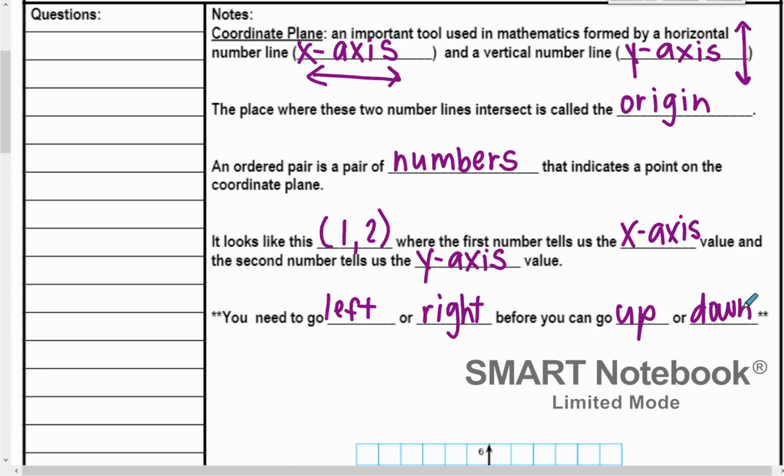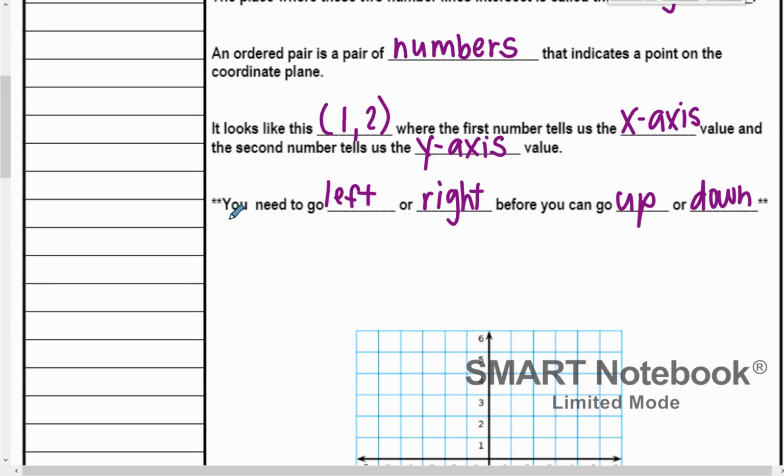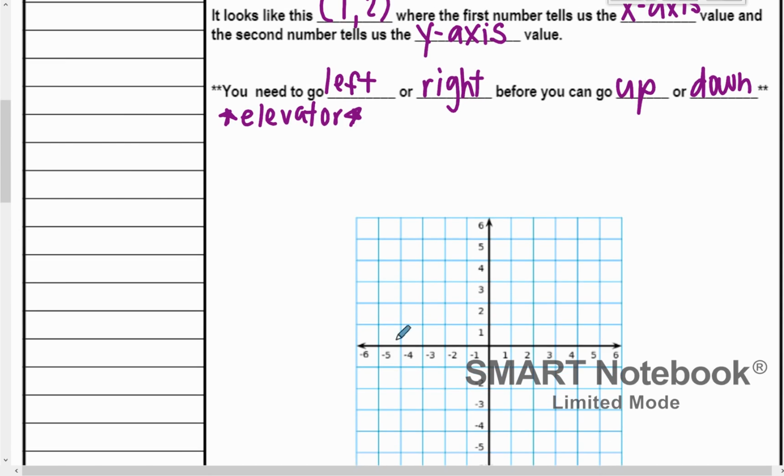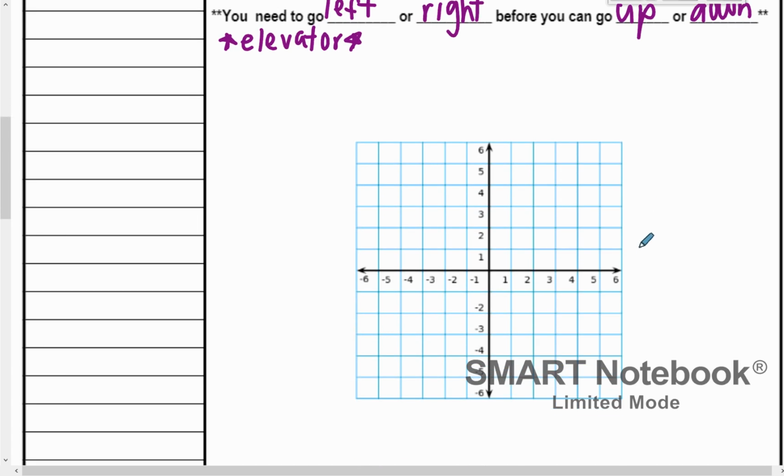Okay, one example I like to tell students to think about is an elevator. Okay, you have to go in or out. You have to move yourself left or right or forward or backwards to get into an elevator before you can go up or down to the other levels. You have to walk into that elevator first before you can go up or down. Same thing here. You have to go left or right before you can go up or down. So an elevator is just kind of my way that I use to remember that. Okay, you might have a better way.